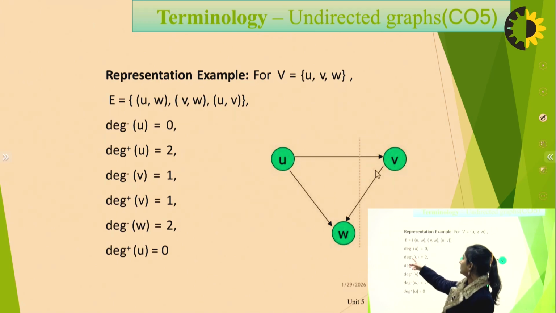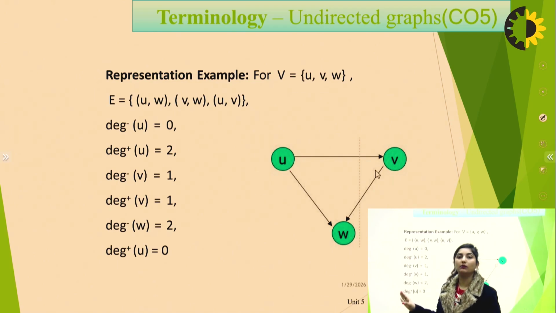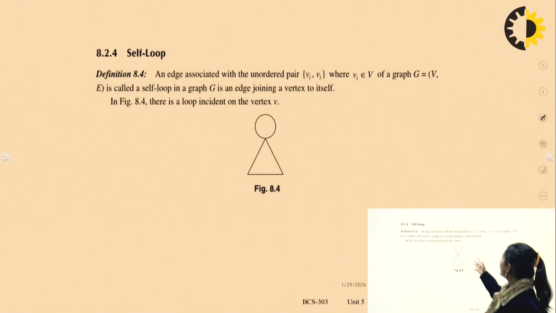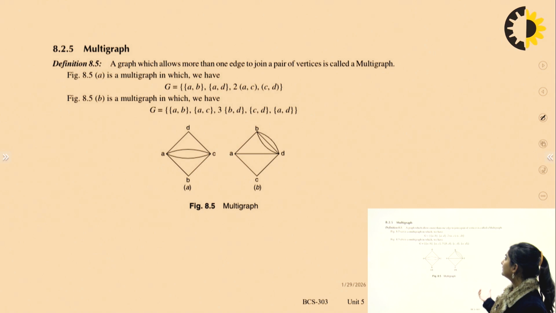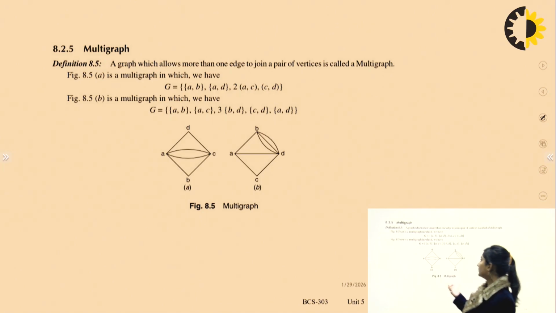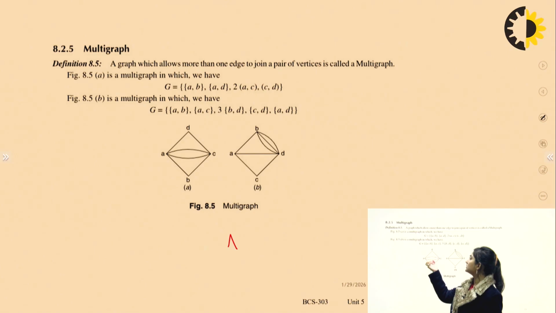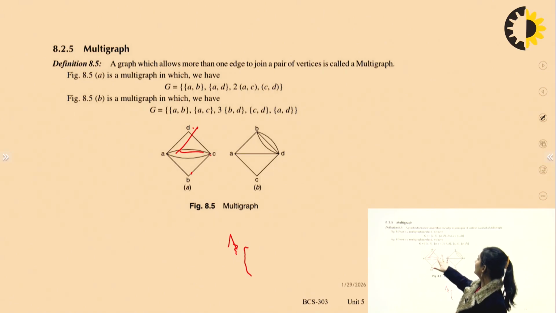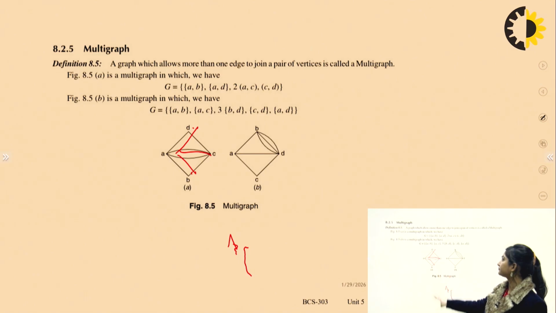If it is an outward edge, it is denoted by plus. If it is an inward edge, it is denoted by minus. Next, here again we have a self loop. Multigraph: a graph which allows more than one edge to join a pair of vertices is called a multigraph. We can see here it's a multigraph, since different edges, A is connected to D, A is also connected to C, and also to B, as we can see here.